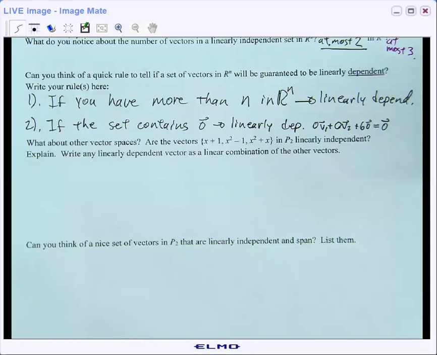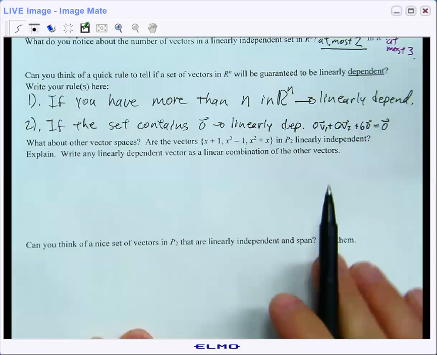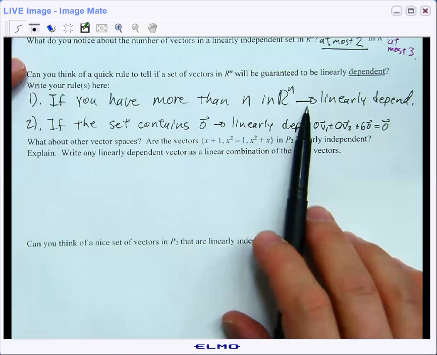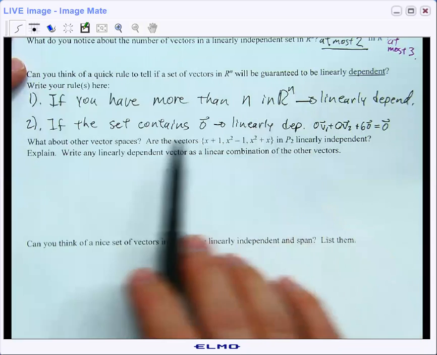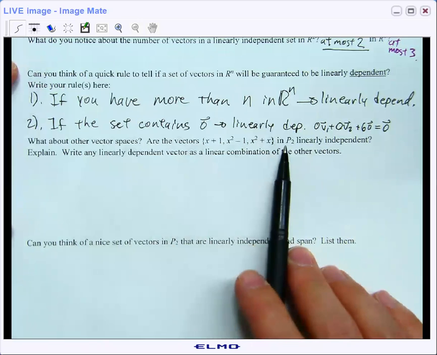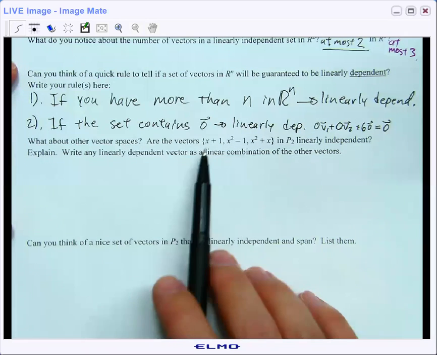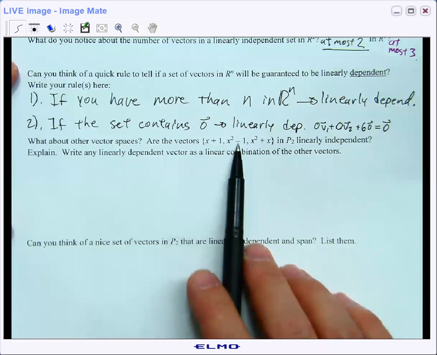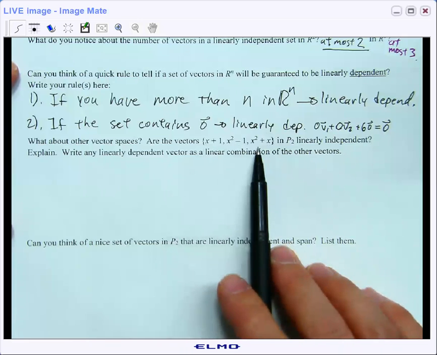Welcome back to part 3 of section 5.3, linear independence. So we've talked about how to check if arrows are linearly independent, but we saw that other things are vector spaces, including polynomials of degree at most 2 with real coefficients. And so what I want to do is have you check if x plus 1, x squared minus 1, and x squared plus x are linearly independent or not.